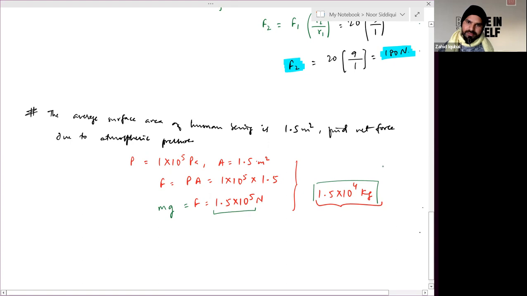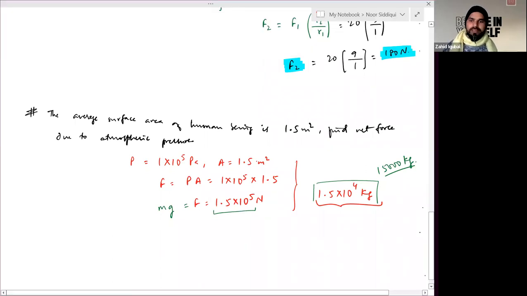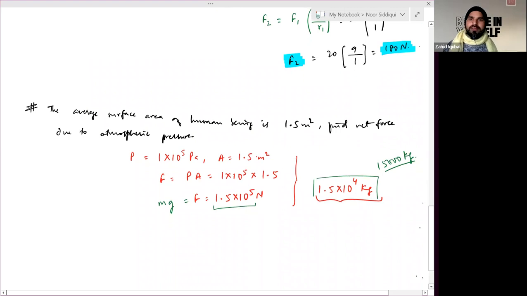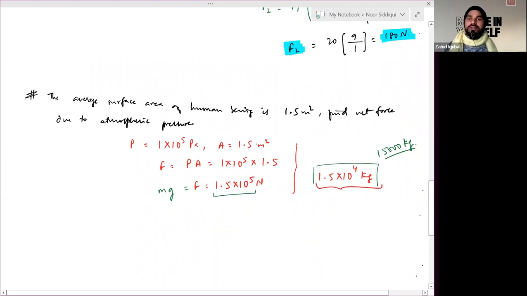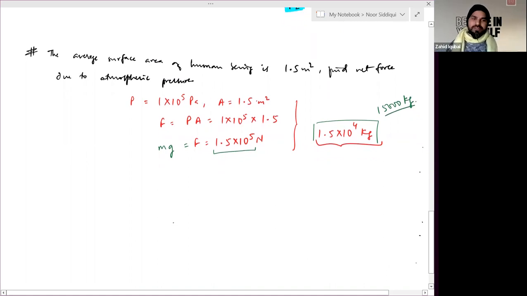So it will be 15,000 kg. So the total force experienced by any human on an average is about carrying 15,000 kg load on their body. But we simply live freely on the surface of Earth. We feel nothing. Why? Let me define your mechanism behind it, why we can't feel any effect of this enormous pressure due to atmosphere on our body.